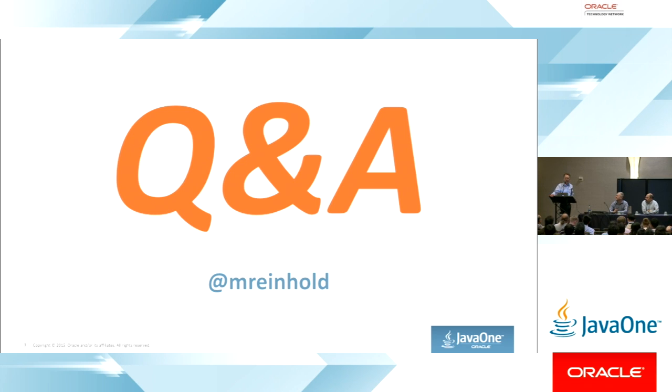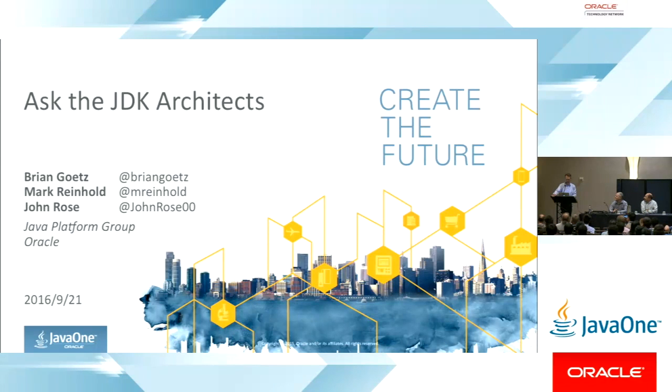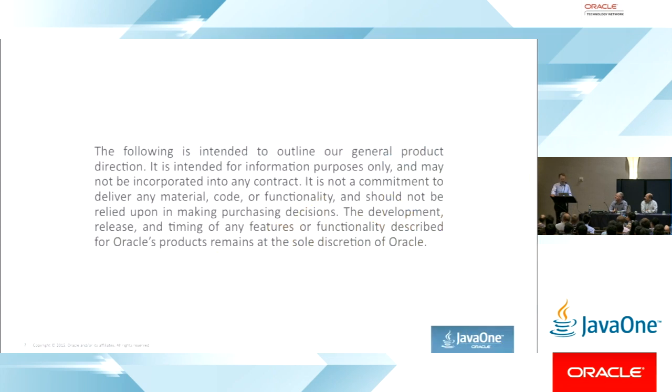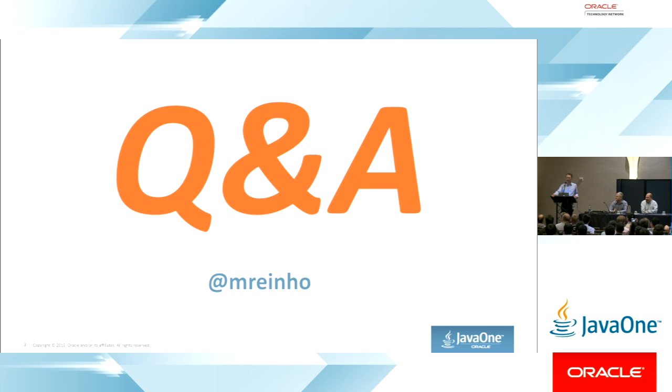I neglected to have us introduce ourselves, but it might be obvious. Anyway, I'm Mark Reinhold. I'll put the slide back up. And Mark's the chief engineer. I'm the JVM architect, John Rose. Brian Goetz, language architect. And we all work for Oracle. And for the most part, we enjoy it, believe it or not.